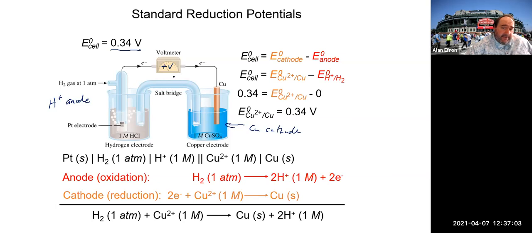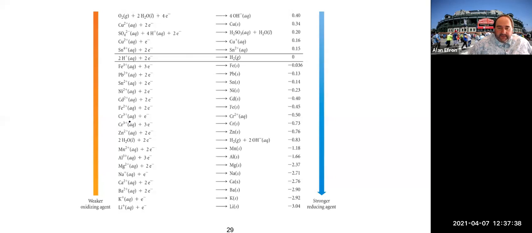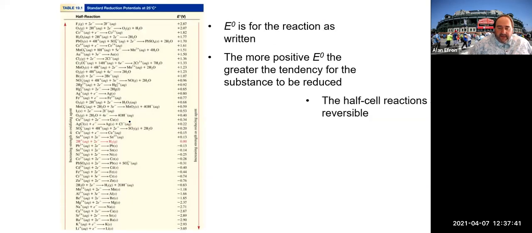It is a big table of SRP values, and let's talk a little bit about that table here. Here's a table of all these SRP values. A couple of things on this: because they are all reductions, these are all written as reduction half reactions, which means that in certain cases, we do need to flip around the reaction to really do it correctly. When we flip it around, we actually do change the sign of it. So let's talk about some of the values that you find on a table like this.